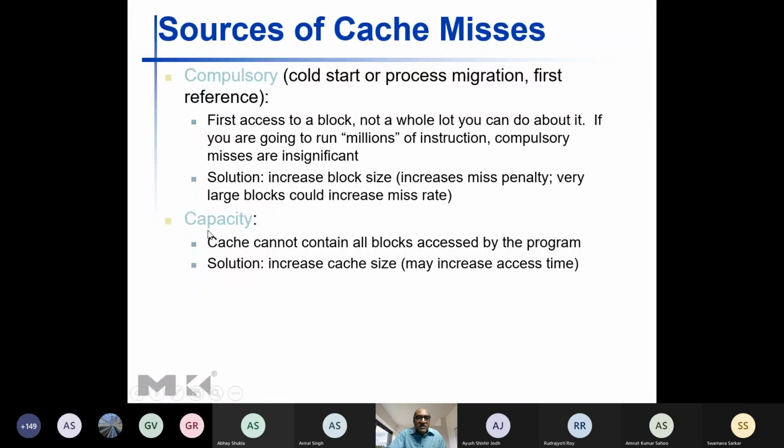Capacity misses mean that the cache cannot accommodate all the blocks. That's true. As we have seen in the 32-bit address, you have 2 power 20 possible blocks. All those blocks cannot be accommodated by the cache, right? When the program generates a certain address and that address is not available in the cache, you have to go to memory, because the cache has a limited size. So because of this limited capacity, the miss will come.